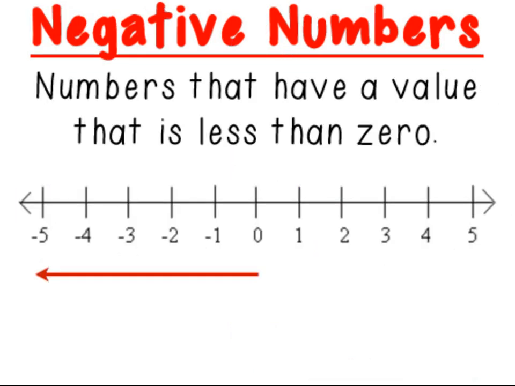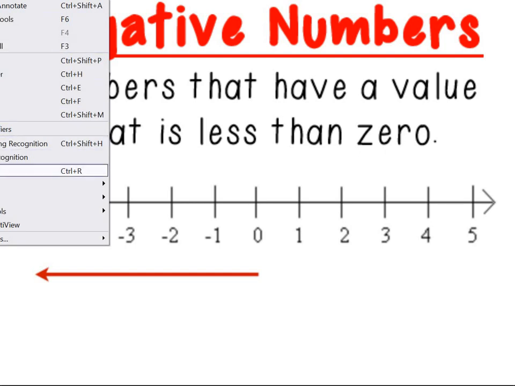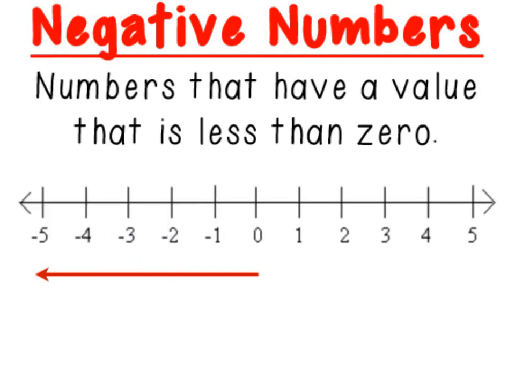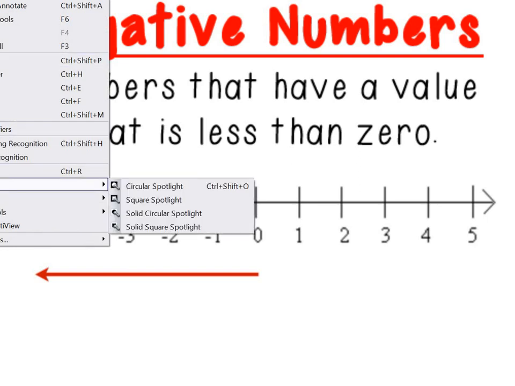Negative numbers, in this case, are numbers whose value is less than 0. So you're going to find those to the left of 0 on a number line, or below 0, so going down on a number line. All right, then the next one.